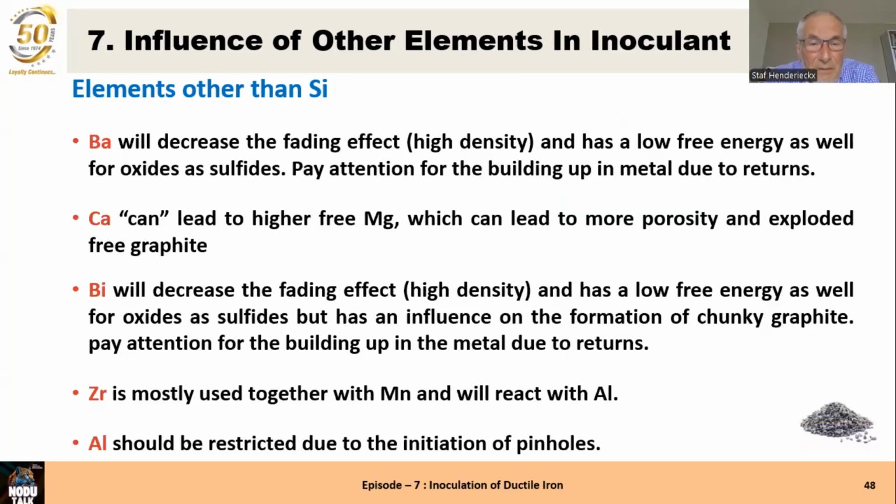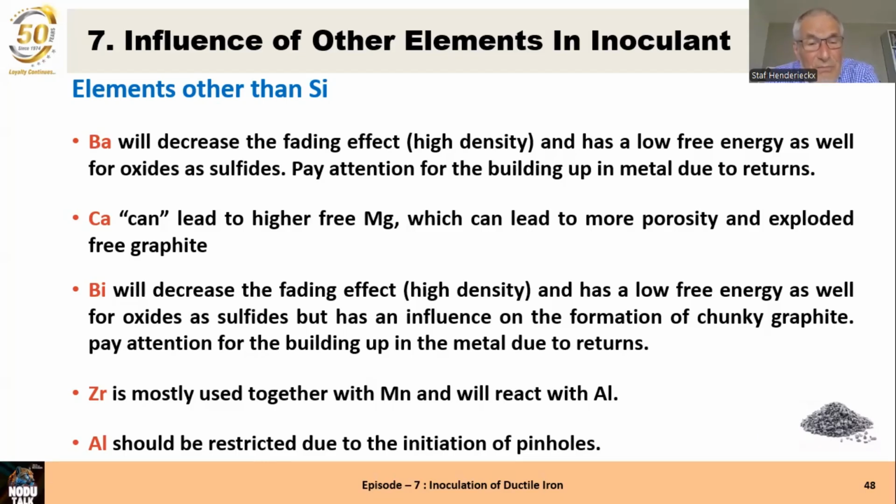Barium will decrease the fading effect due to the high density, and has also a very low free energy of formation. So it's a very good element for binding oxides and sulfides and creating nuclei. And it's also less fading than others. Calcium can be used to avoid that you need more magnesium, or will lead to more free magnesium at the end. So that at the end, if the magnesium is too high, you can have exploded graphite.